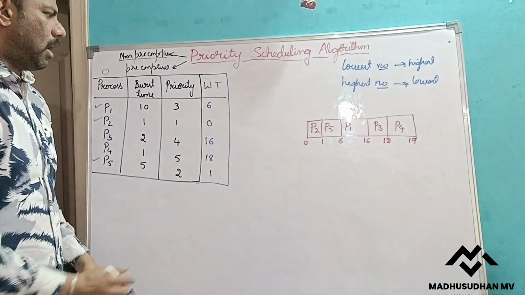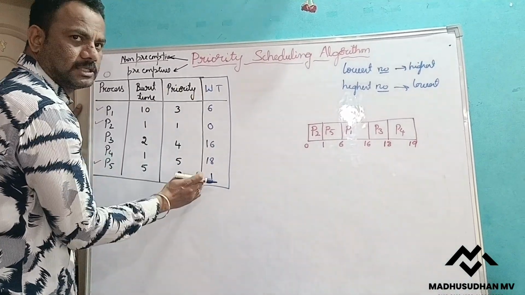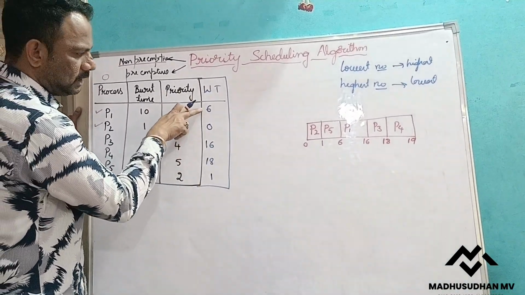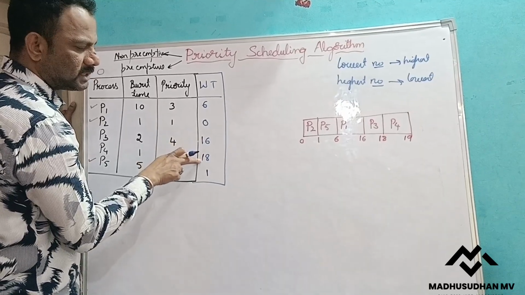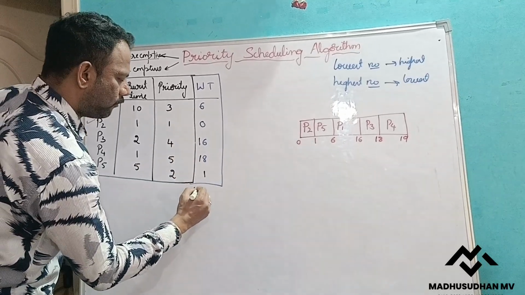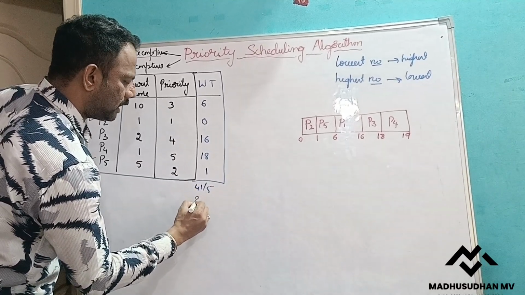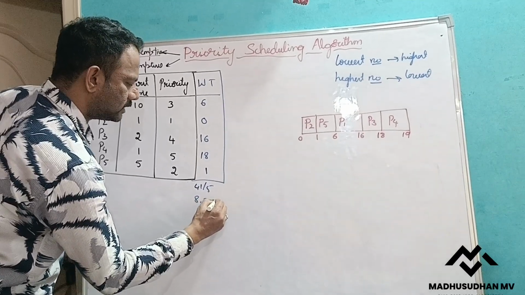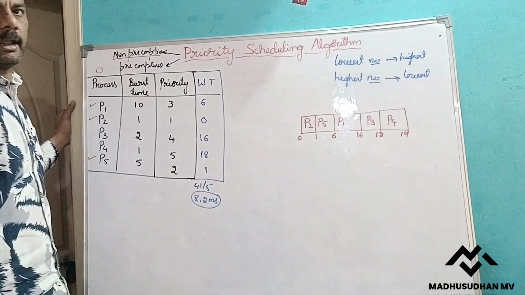Now the average waiting time. You add all these 5 and divide by 5. So 6 plus 6, 22, 22 plus 18, 40, 41. 41 divided by 5 is nothing but 8.2 milliseconds. So this is the average waiting time.